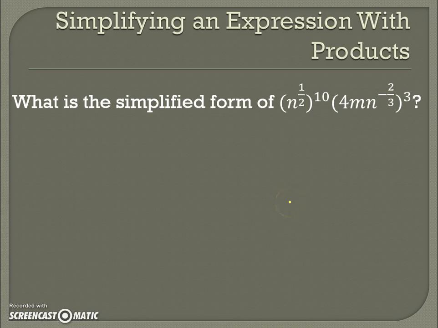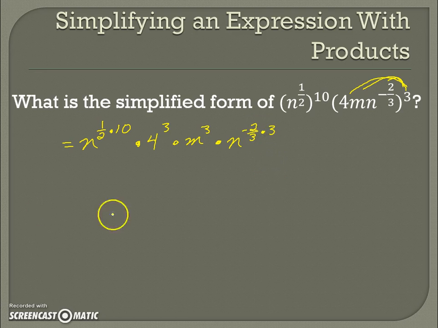Simplify an expression with products. All right, so it says, what is the simplified form of this big, ugly beast right here? Don't freak out. You just do this one step at a time. I'm going to start with this first one. I have n to the 1/2 times 10, and I'm going to write out the rest of it, times 4 cubed times m cubed times n to the negative 2/3 times 3. This 3 gets distributed to everything in here.